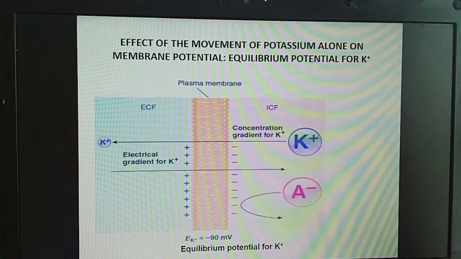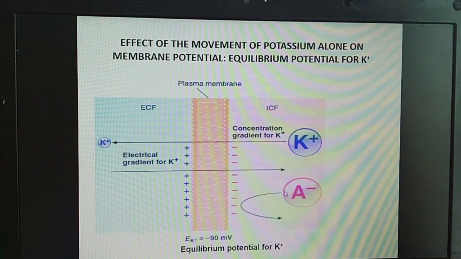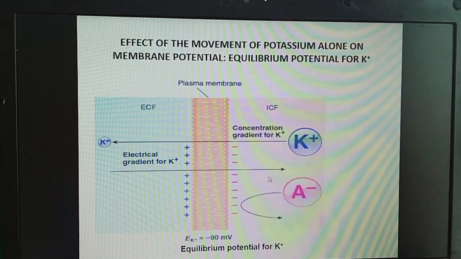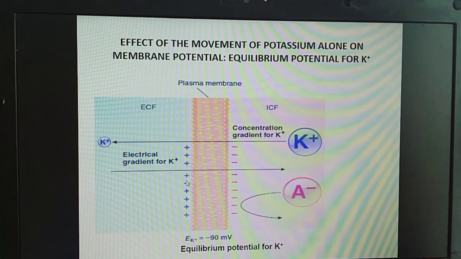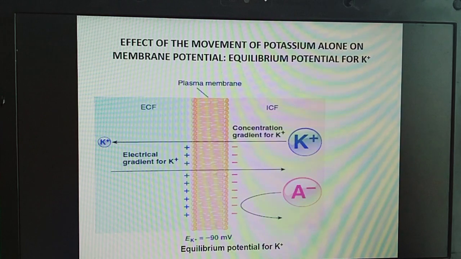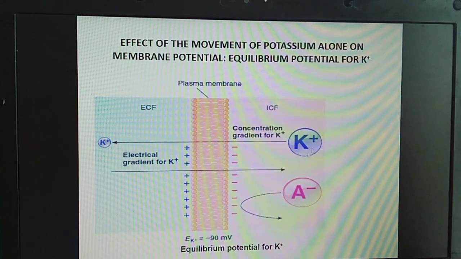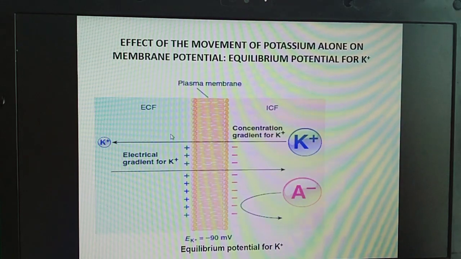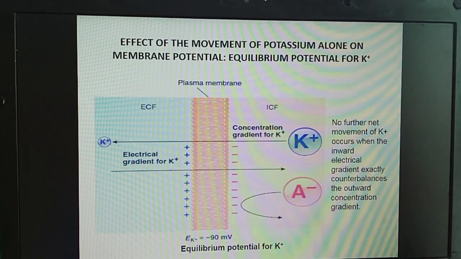But there is another factor that also comes into play. These anions, that is proteins which are in excess in the ICF, in fact also attract these positive ions, which are unequally distributed now towards the other side of the cell membrane, here outside in the ECF, and this also helps in the stoppage of the movement of the potassium ion out from the ICF into the ECF. Now, I hope that you have understood what exactly the equilibrium potential is.